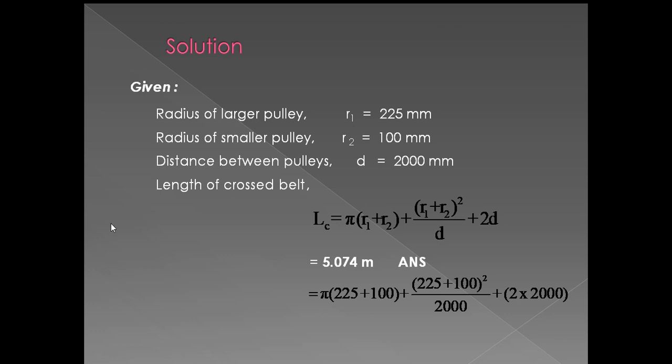The length of the crossed belt is pi into (R1 plus R2) plus (R1 plus R2) whole square by D, plus 2D. If it is an open belt drive, then in place of (R1 plus R2) whole square, we take (R1 minus R2) whole square.